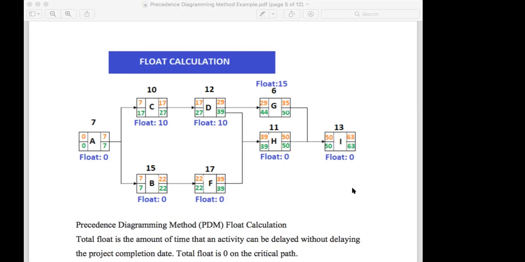Now you see, float calculation, you will write the floats here. In that diagram, you don't need to write outside. You can write the float in the box.